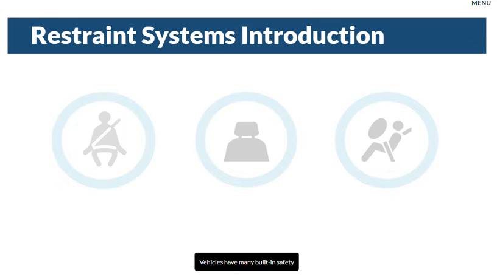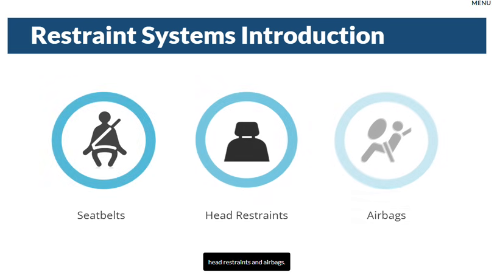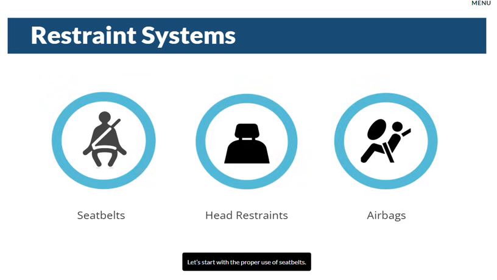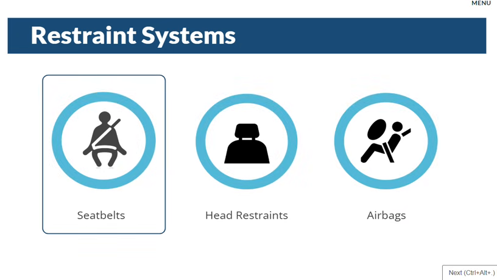Vehicles have many built-in safety features to keep you and your passengers safe while driving. In this module, we'll talk about seat belts, head restraints, and airbags. Let's start with the proper use of seat belts.